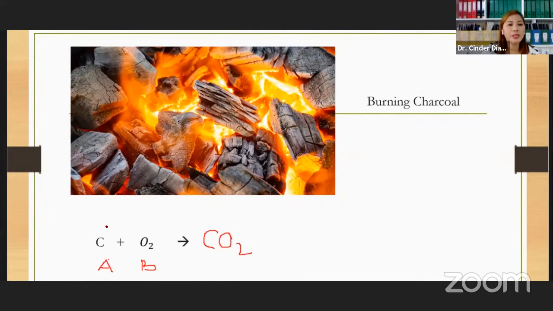Okay. Carbon is positive 2. Oxide is negative 1. But in writing diatomic molecules, an element should have a subscript 2 because they are diatomic, meaning they cannot stand alone. So if you're going to look into the product, that's CO2, and the equation is balanced. 1 for carbon and 2 for oxygen. Okay.